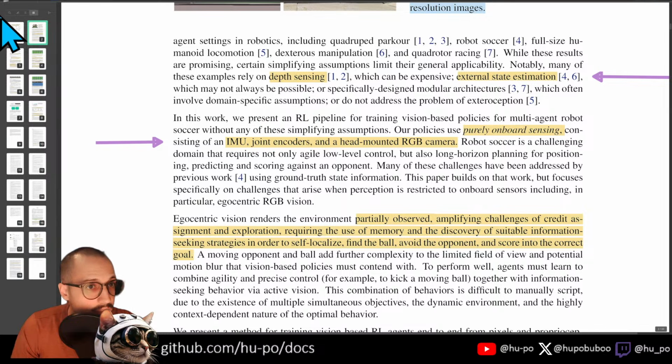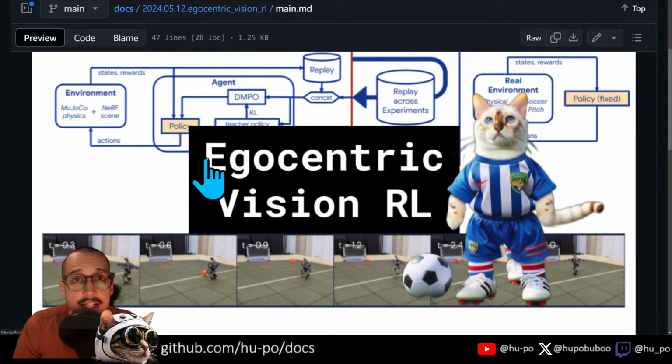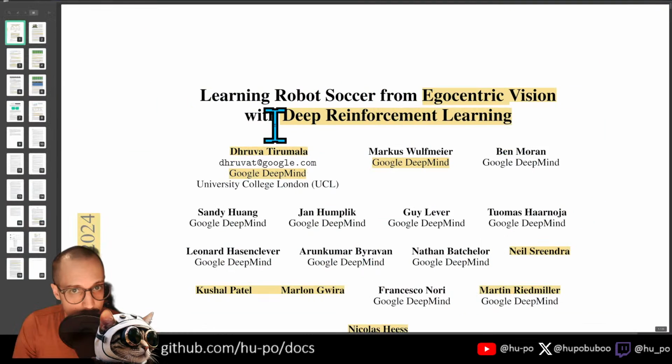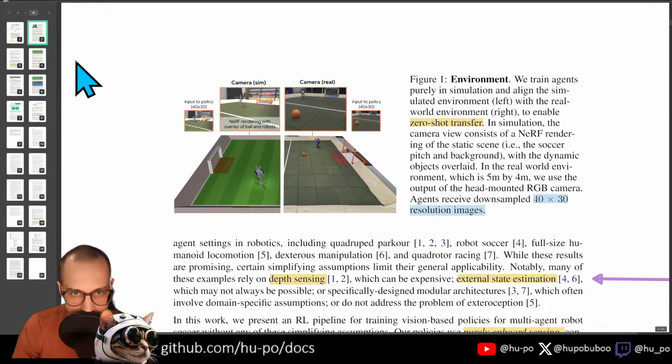How's it going, Aries? All right, let's summarize this. I need to head out soon. Okay, today we had a stream called Egocentric Vision RL. Egocentric Vision RL is a stream on this latest DeepMind soccer paper. DeepMind publishes these papers occasionally. They have a team that works on this. It's called Learning Robot Soccer from Egocentric Vision with Deep Reinforcement Learning. And this paper is pretty badass.